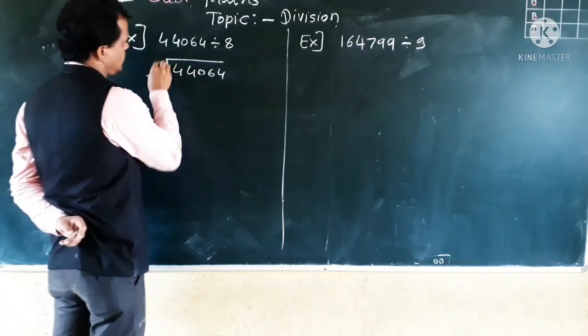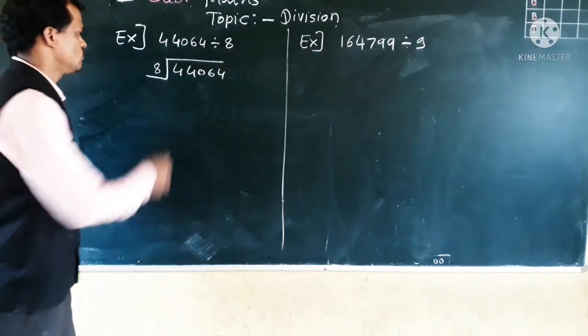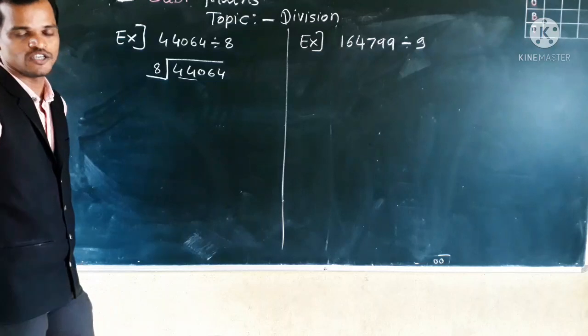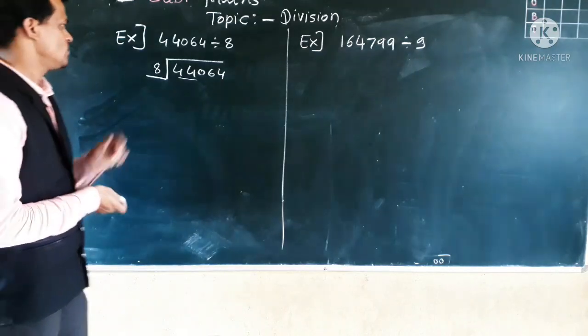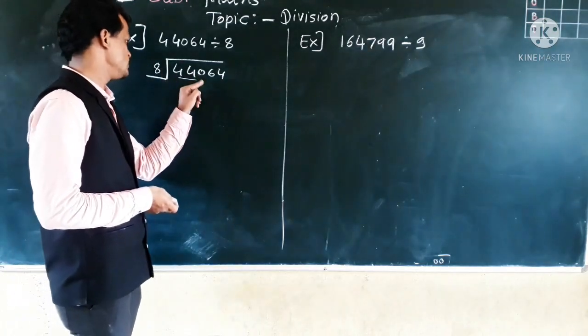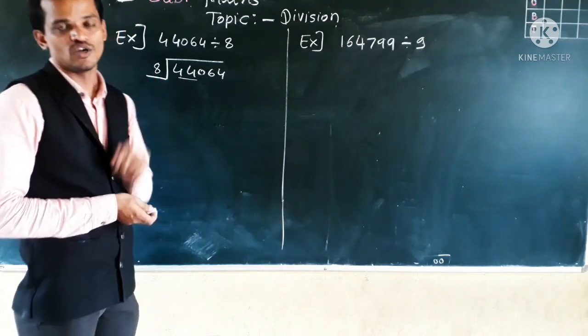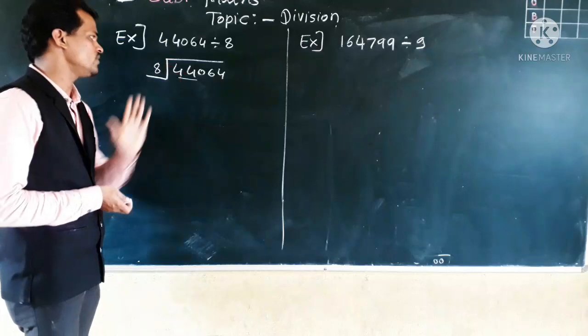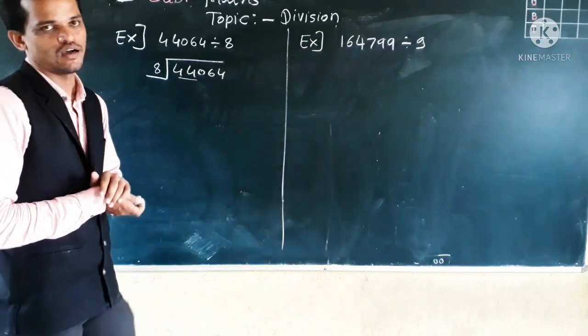44,064 divided by 8. Okay, so now first digit is 4, it is smaller than 8, so take next digit with it. 44 number is formed. Now search whether this 44 is divisible by 8 or not. You have to recite the table of 8. Okay, so in the table of 8, 44 does not come.